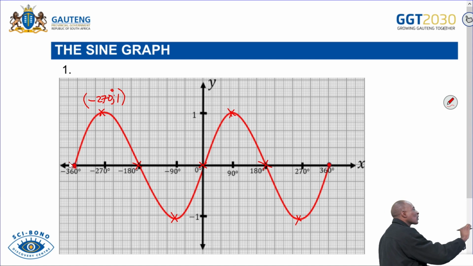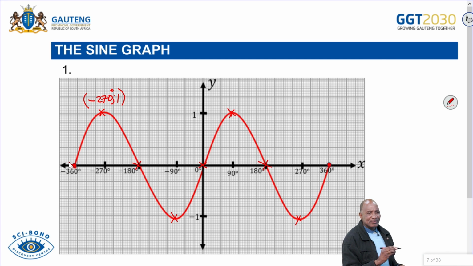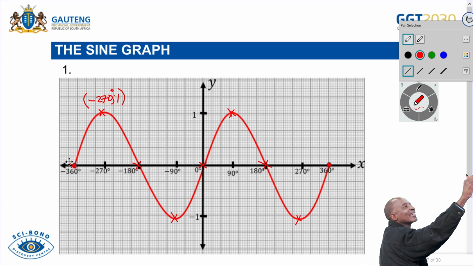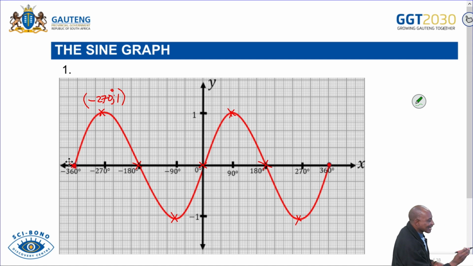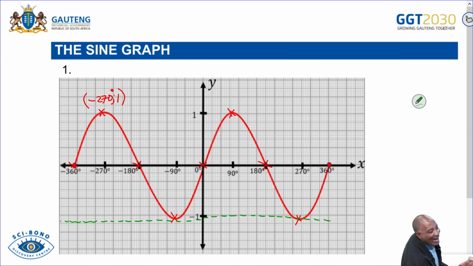Right, so what I'm noticing again here is that as we draw it from -360 degrees at a step of 90 to 360 degrees, this graph seems to be trapped. What do I mean by that? Let's have a look at that. This graph seems to be trapped between, if I could draw this line there, -1 and +1.